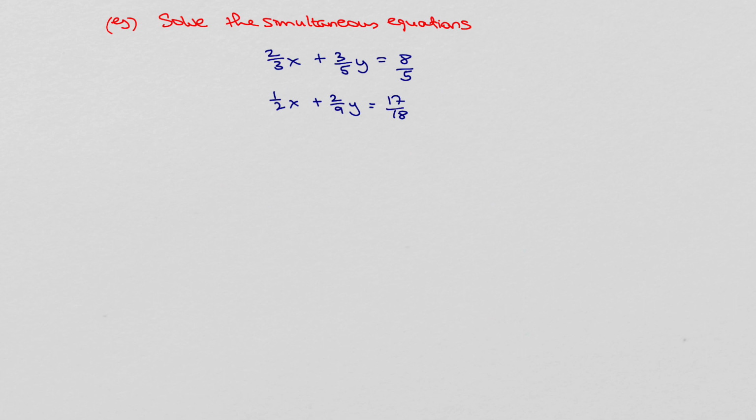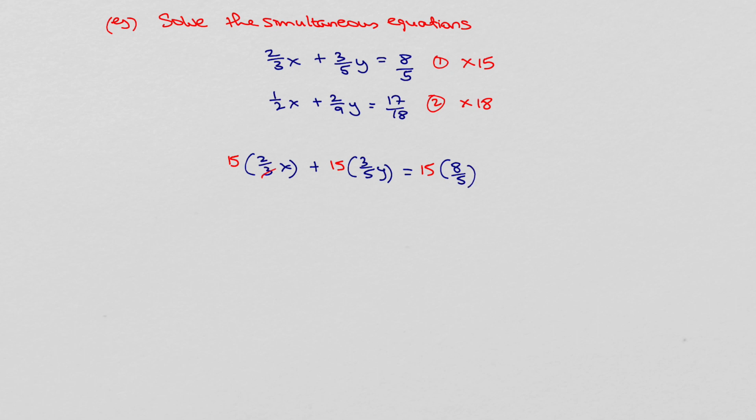Sometimes we have fractions in the equations that we're given, so we want to make life easier for ourselves and eliminate the fractions. So I'm going to multiply the first equation here by the lowest common denominator, which is 15. And if I multiply the second equation by 18, well, that'll eliminate the fractions. So in the first case, I'm multiplying 15 by 2 over 3x, and 15 times 3 over 5y, and 15 by 8 over 5.